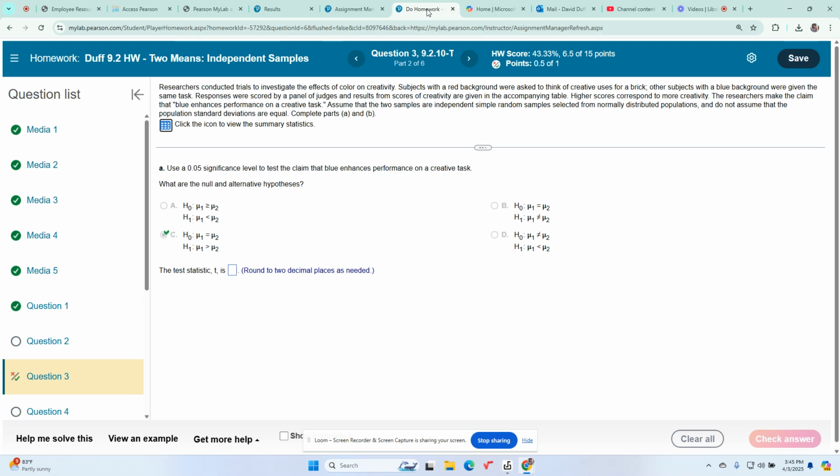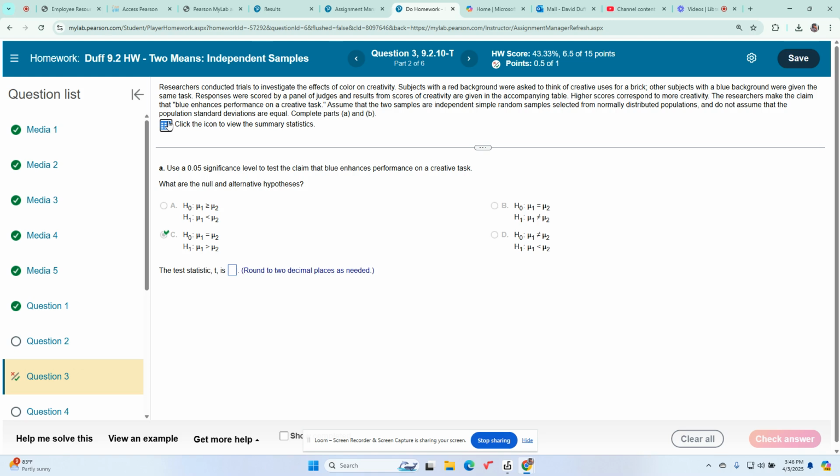So researchers are making the claim that blue enhances performance on a creative task. So we assume that the two samples are independent, simple random samples selected from normally distributed populations. And we do not assume that the population standard deviations are equal. So in other words, we'll want to use the t-test. So let's see. Use an alpha level of 0.05. I'm going to write that down. Alpha is equal to 0.05.